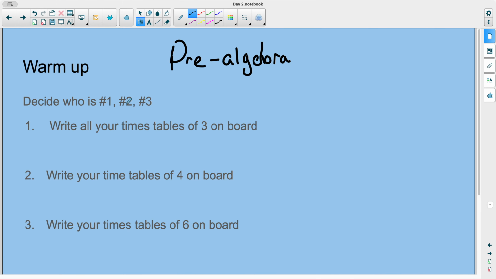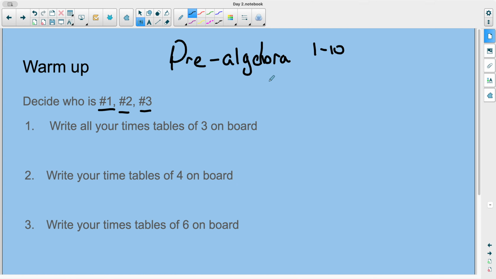So, if we were in groups, I like splitting people up into 3 groups. This would be great. And then each one of you would be doing the tables for 3, 4, and 6. But since we're by ourselves, we're going to do 1 through 10 for each of these tables.